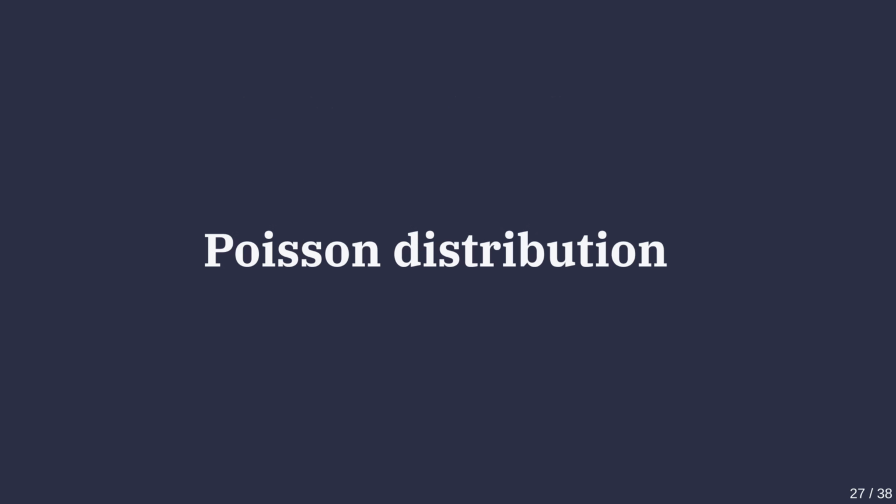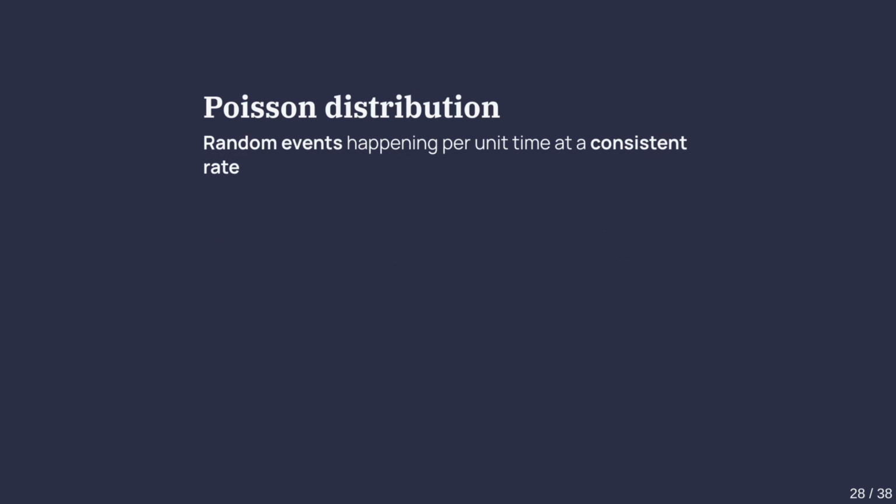We are going to end this video with another probability distribution called the Poisson distribution. A Poisson distribution is a way to describe how often random events happen. Before we dive into the code, let's picture what a Poisson distribution actually means.